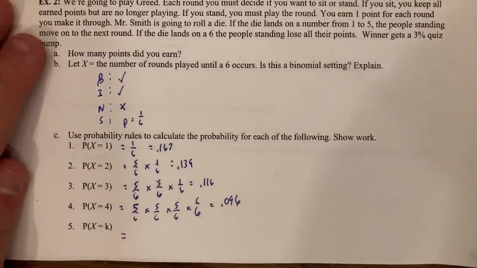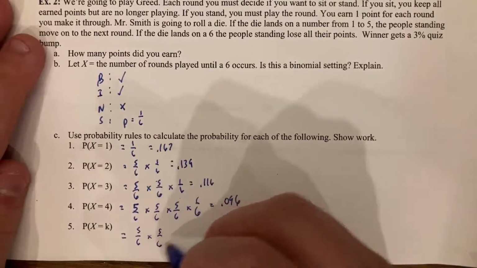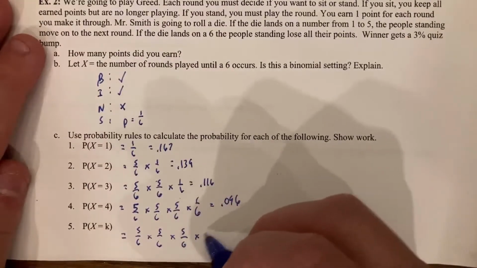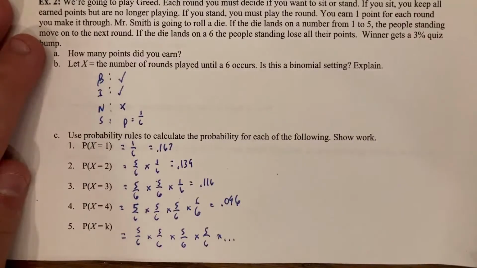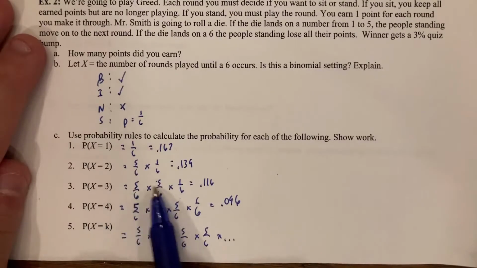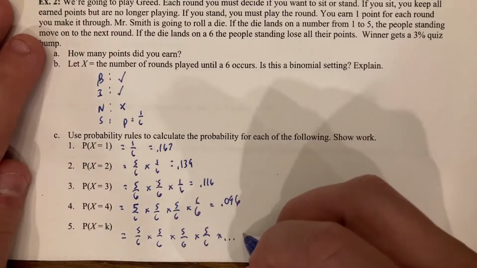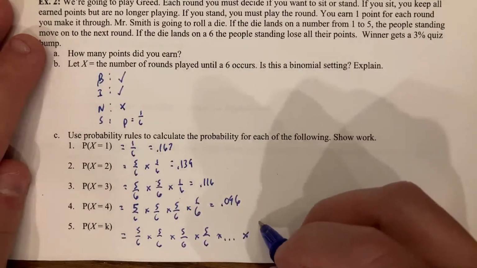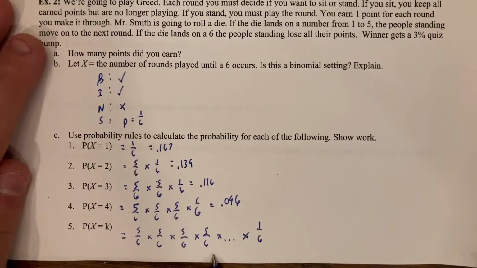The equation looks something like this. It's going to be 5/6 times 5/6 times 5/6 times 5/6 times... until, so for 4, we had three 5/6s. For 3, we had two 5/6s. And then the last thing is going to be a 1/6, right? Just like here. So you have however many 5/6s you need.